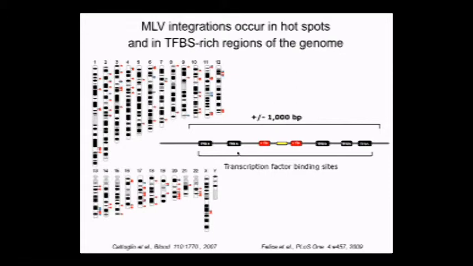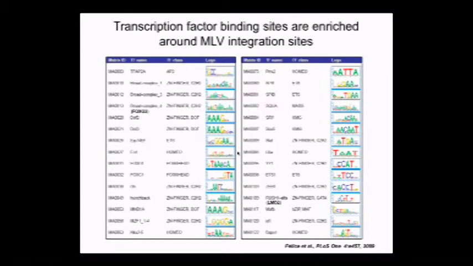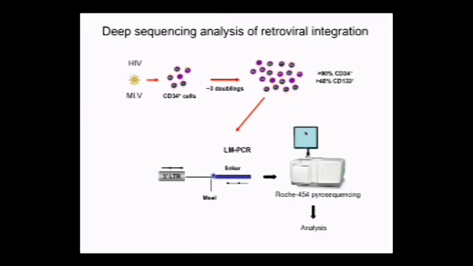And this was just an example that was published in 2009 that shows that the transcription factor binding sites adjacent to the vector insertion sites are really real and related to the biological properties of the target cells, in this case, hematopoietic stem cells. So the whole picture changed when next-generation sequencing became available, because, of course, the more sequences you sequence and analyze, the more you understand of this type of biological phenomenon.